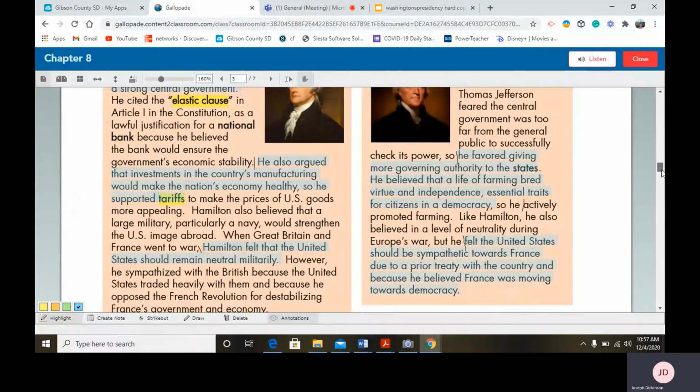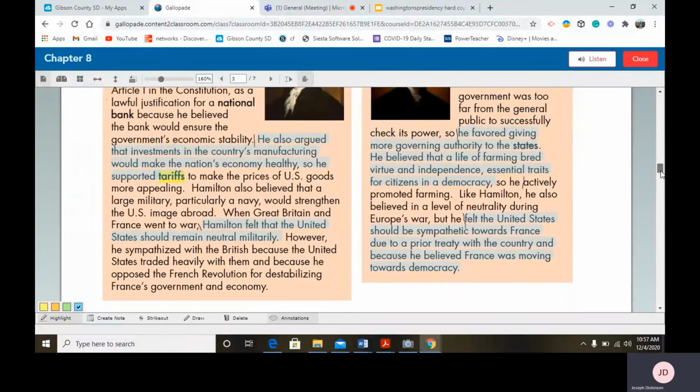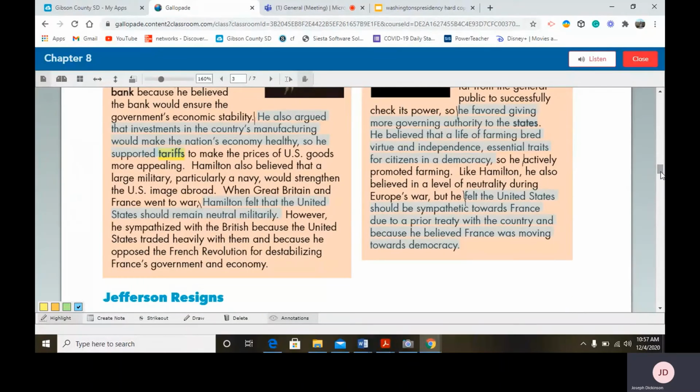All right, so hopefully you got that. Now, if you didn't get anything, I'll leave it up here for a few more seconds for you to highlight. If you need to pause it, pause it.